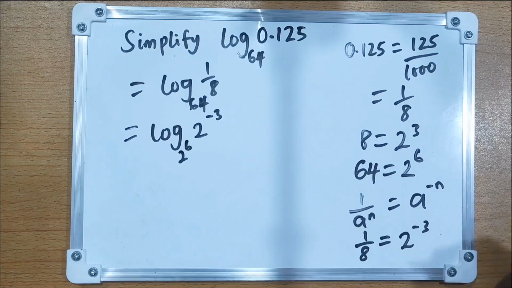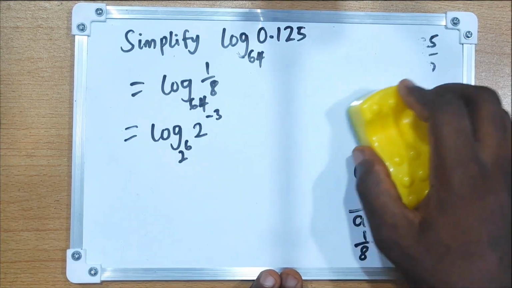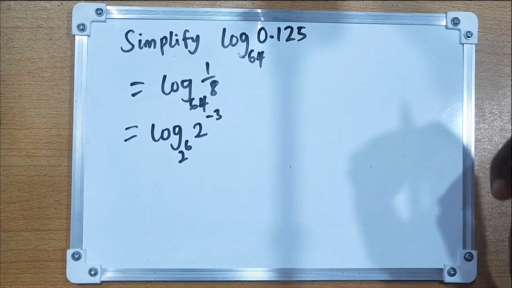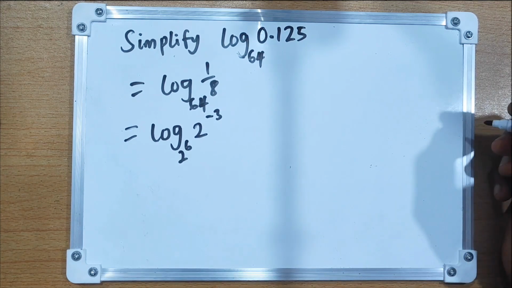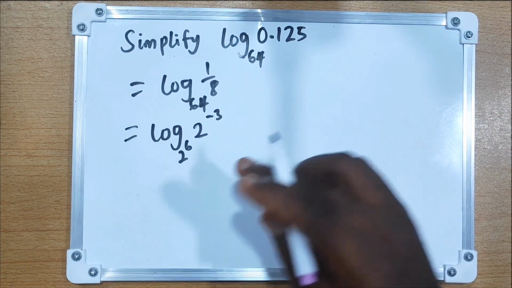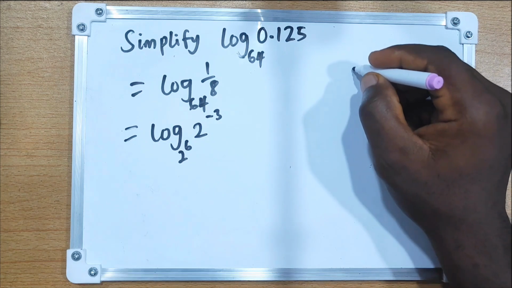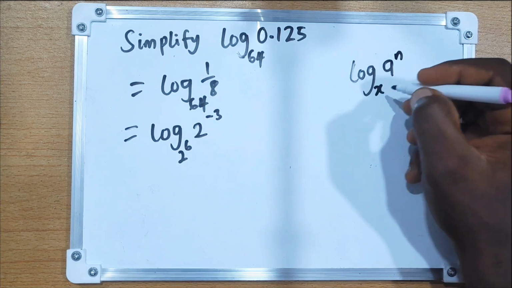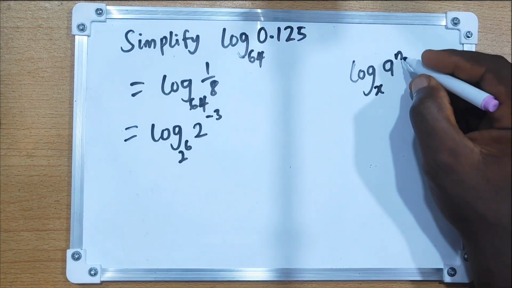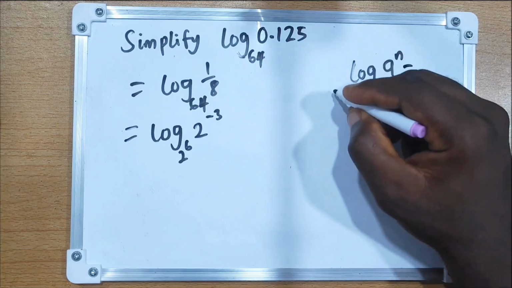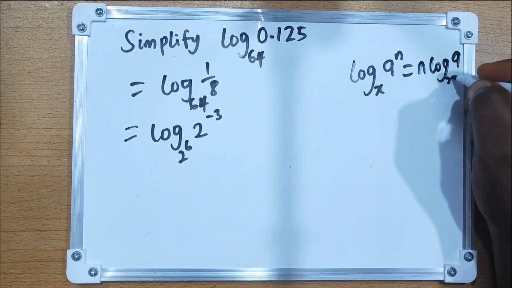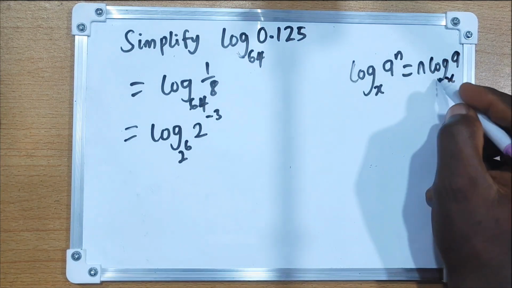Now there is a law of logarithm. I'm going to write the laws very quickly. Actually it's just a single law, but I'd like to write it in 2 forms so that you can understand properly. If I have a log of a raised to the power n to base x, this law says that this power here can become a coefficient of the logarithm, and it's going to be n log a to base x. So this power here becomes the coefficient.